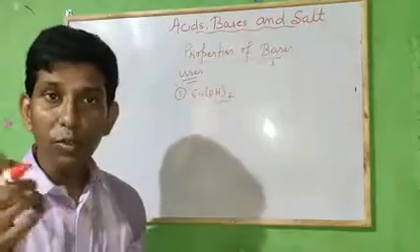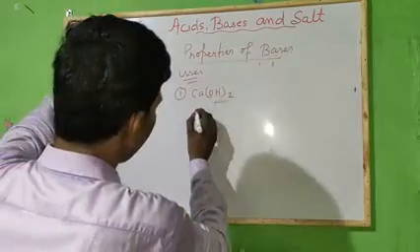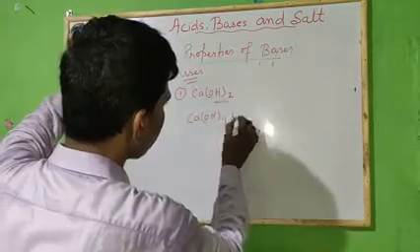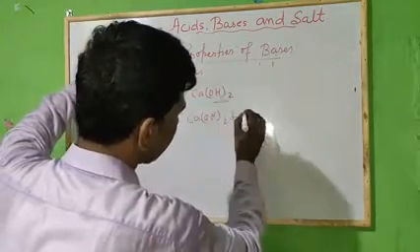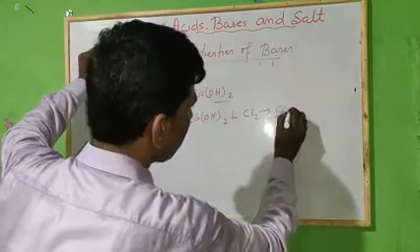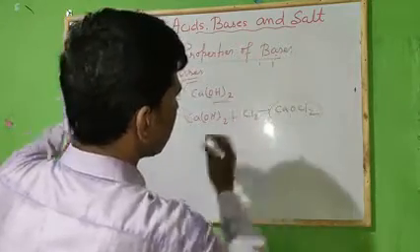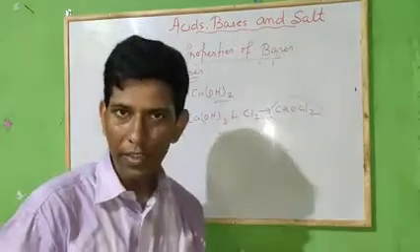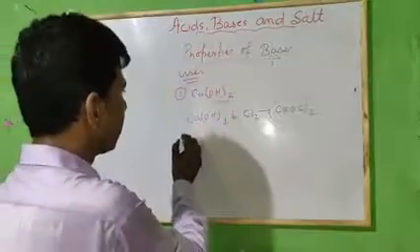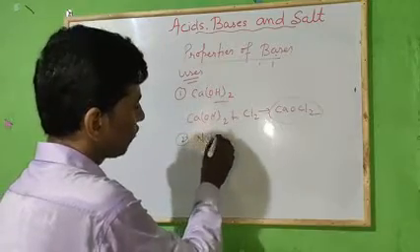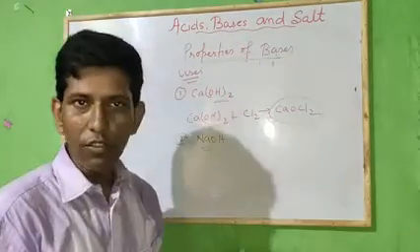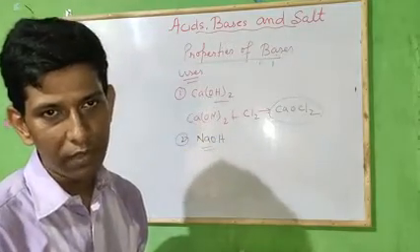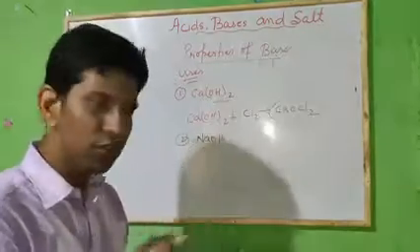This base is also used to make bleaching powder. With a chemical reaction, when you allow chlorine gas to pass through slaked lime, or calcium hydroxide, there will be formation of bleaching powder. So calcium hydroxide is a very important base. Not only that, sodium hydroxide is a very important base, which is used to make soap, synthetic fiber and plastic. So it is very important.